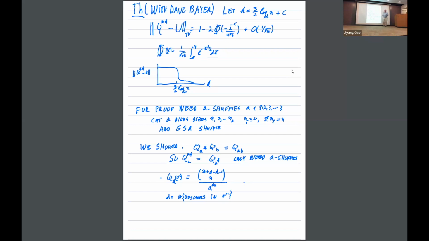There's a formula for the chance of being at a permutation after an A shuffle, and it's a nice formula. There it is. Q sub A of sigma, the chance of being at sigma after an A shuffle, is given by a binomial coefficient, A plus n minus d minus 1, choose n. You might say, wait a second, there's a sigma on the left, there must be a sigma on the right. And there is: d is the number of descents in sigma inverse. That's a nice formula. We discovered it first empirically by looking at data, guessed at it, and then once you have a clear guess, it's not so hard.